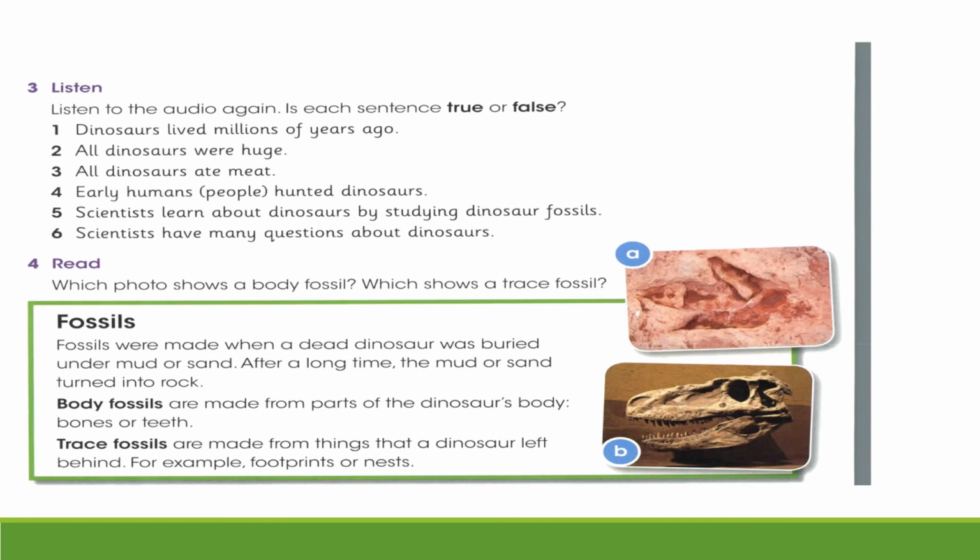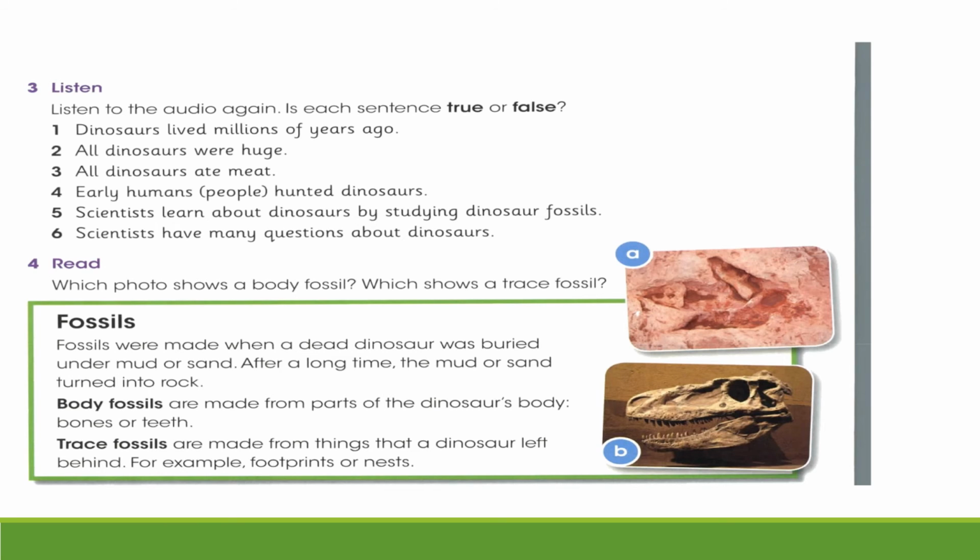Now, 4 says, read. Let's read this first. It's asking us which photo shows a body fossil and which one is a trace fossil. Let's read about fossils. Now we know the meaning of fossils. It says fossils here are made when a dead dinosaur is buried under the mud or sand. You know, we said so. After a long time, the mud or the sand will now turn to a rock. Okay? So, body fossils are made from the parts of the dinosaur's body, bones or teeth. That body of the dinosaur that is buried in the soil is the body fossil. Okay? The bones, the teeth or the body.